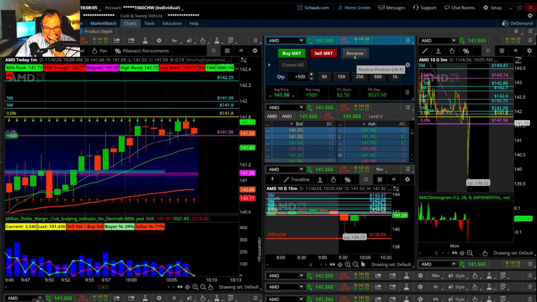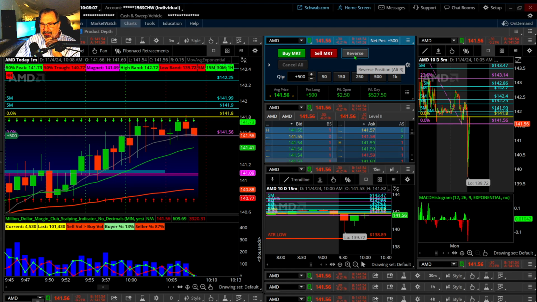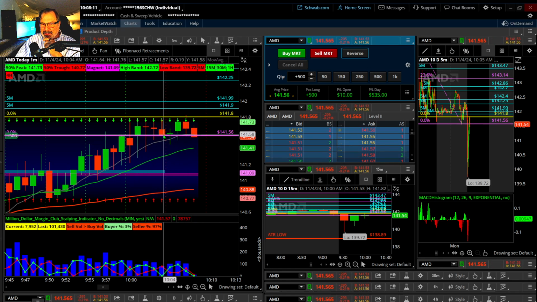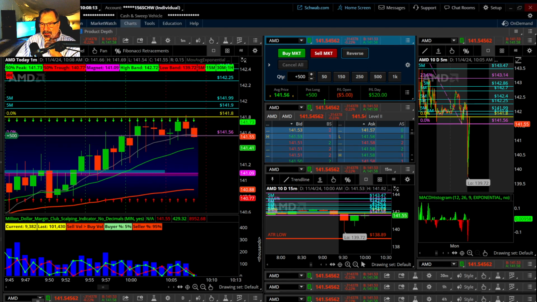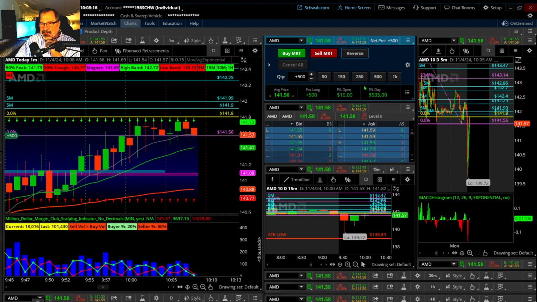Looking for it to bounce off that fib, if it goes back up. If not, then I've got to get out. I don't really have any mark to get out here. Oh yeah, I have a fib right there. It's covering it up, so that's at 141.50. That's my position. I guess if it drops down somewhere in this area, I would get out.